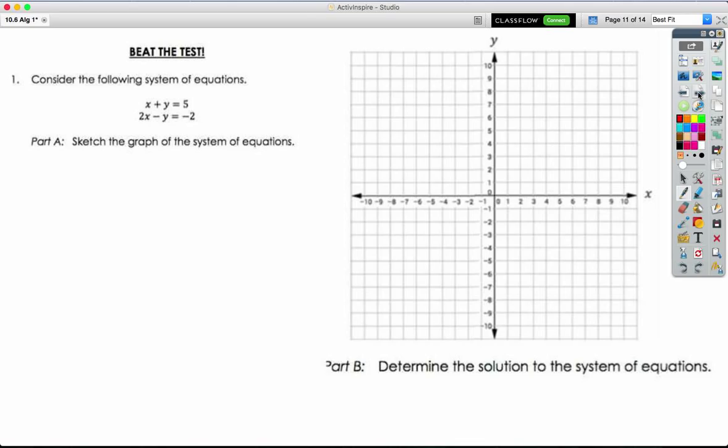So now we are to beat the test. It says consider the following system of equations, sketch the graph of the system of equations. So same as we've been doing, you could either find the x and y intercepts, or you could solve them for y and compare, make a judgment, and then put them on the graph. So if I solve the first equation for y, that comes out to be y equals negative x plus 5. Since it's just negative x, that means the slope is -1 and the y-intercept is a positive 5. So I should have a starting point at 5, and I'll go down 1, right 1. Because it is a negative slope, it should be going downhill. It should not be going the opposite direction. So I have a negative slope line.